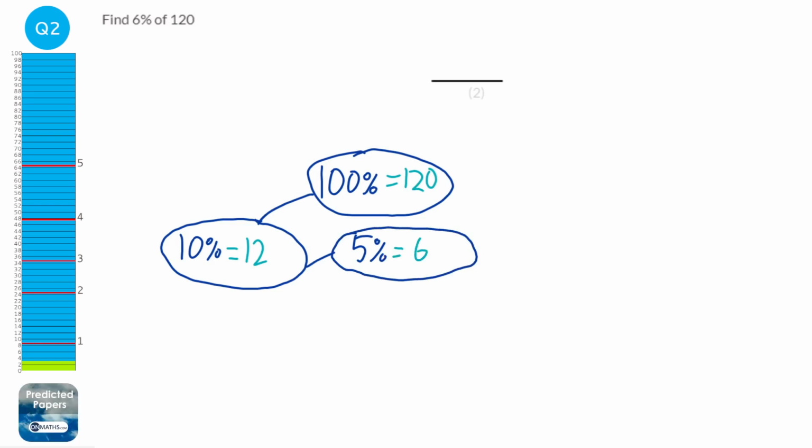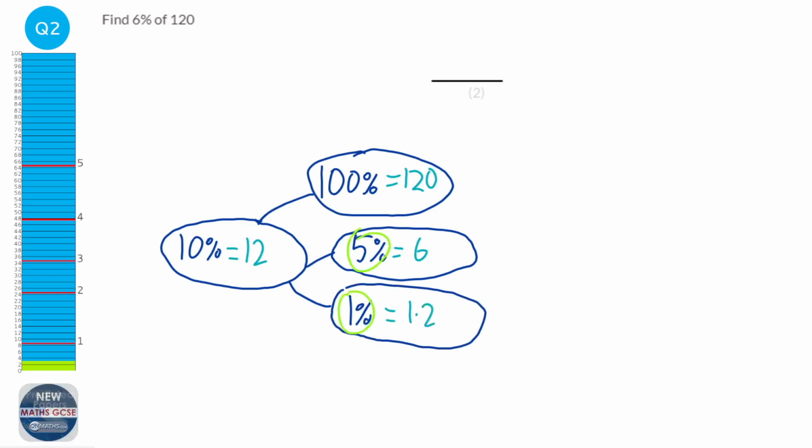So that'd be 6. And if we got the 1% as well, we can get to the 6%. So to find out what 1% is, we just divide the 10% by 10 and get 1.2. So to get the 6%, we're going to add the 5% and the 1%. So we're going to add the 6 and the 1.2. And so we just do 6 plus 1.2, which is just going to be 7.2.